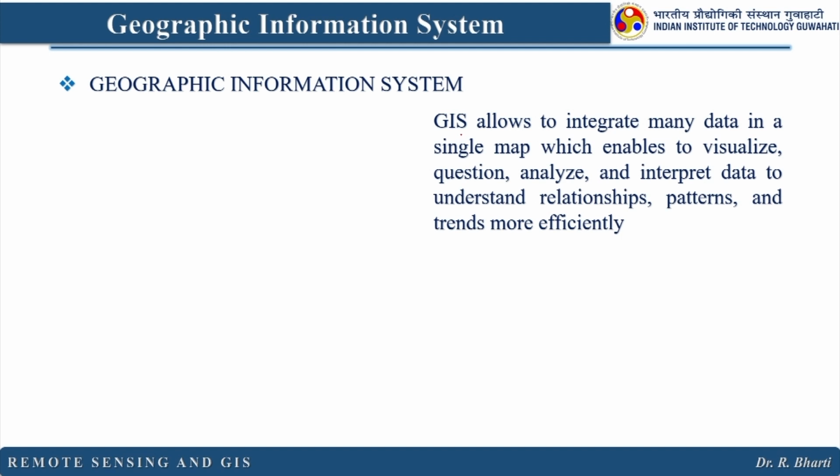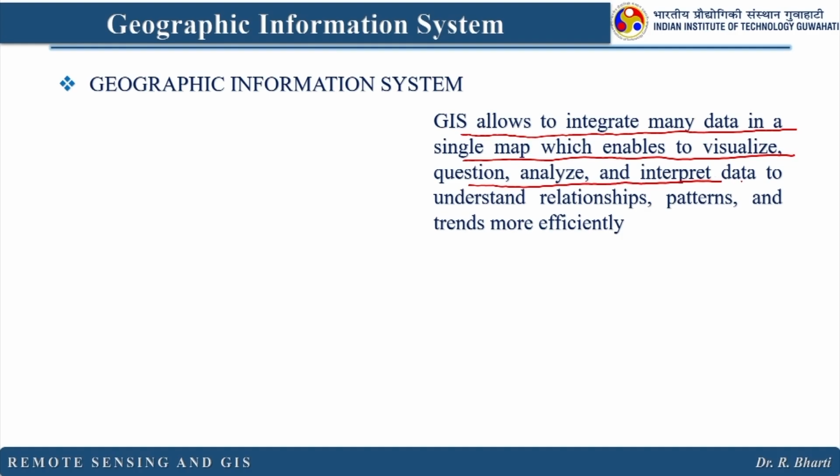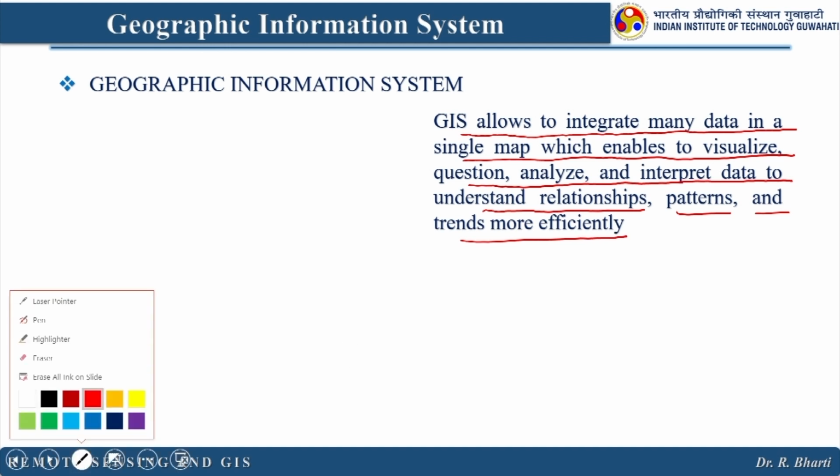Here, GIS allows you to integrate many data in a single map, which enables you to visualize, question, analyze and interpret data to understand relationships, patterns and trends more efficiently. This is the beauty of GIS, where you can integrate n number of data sets together and run a query that will give you some answers which are hidden in those data sets, right.